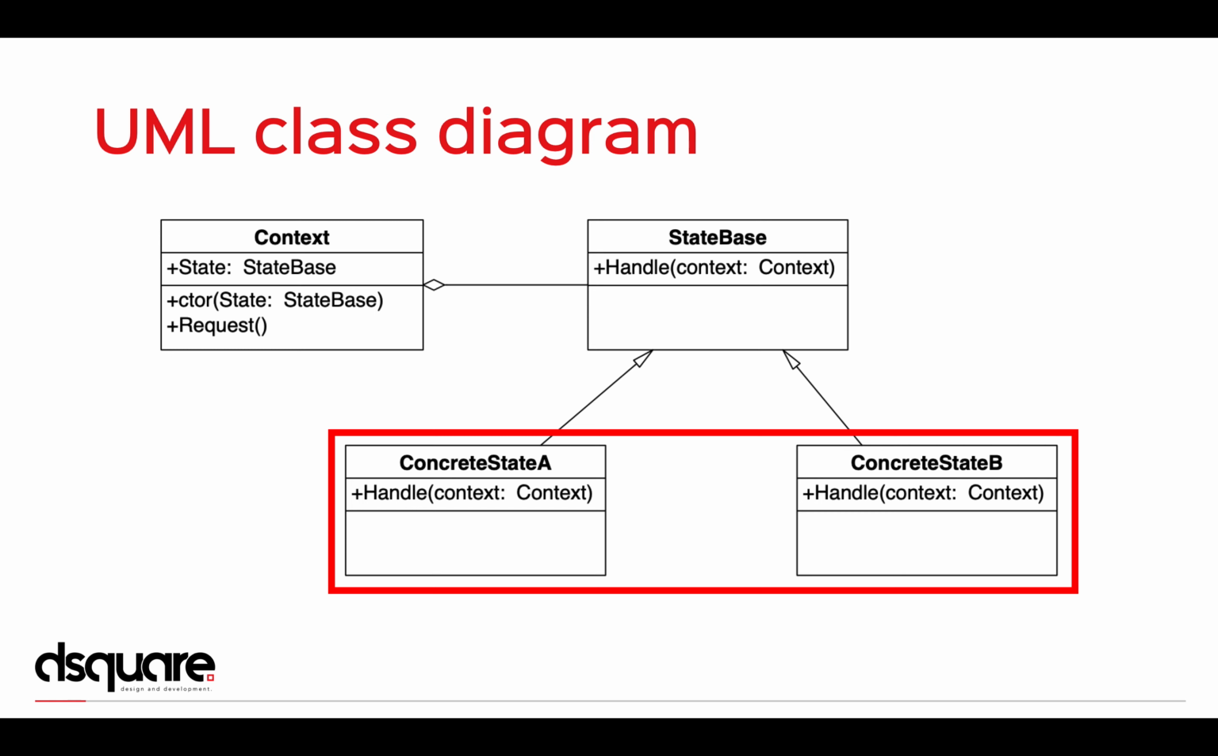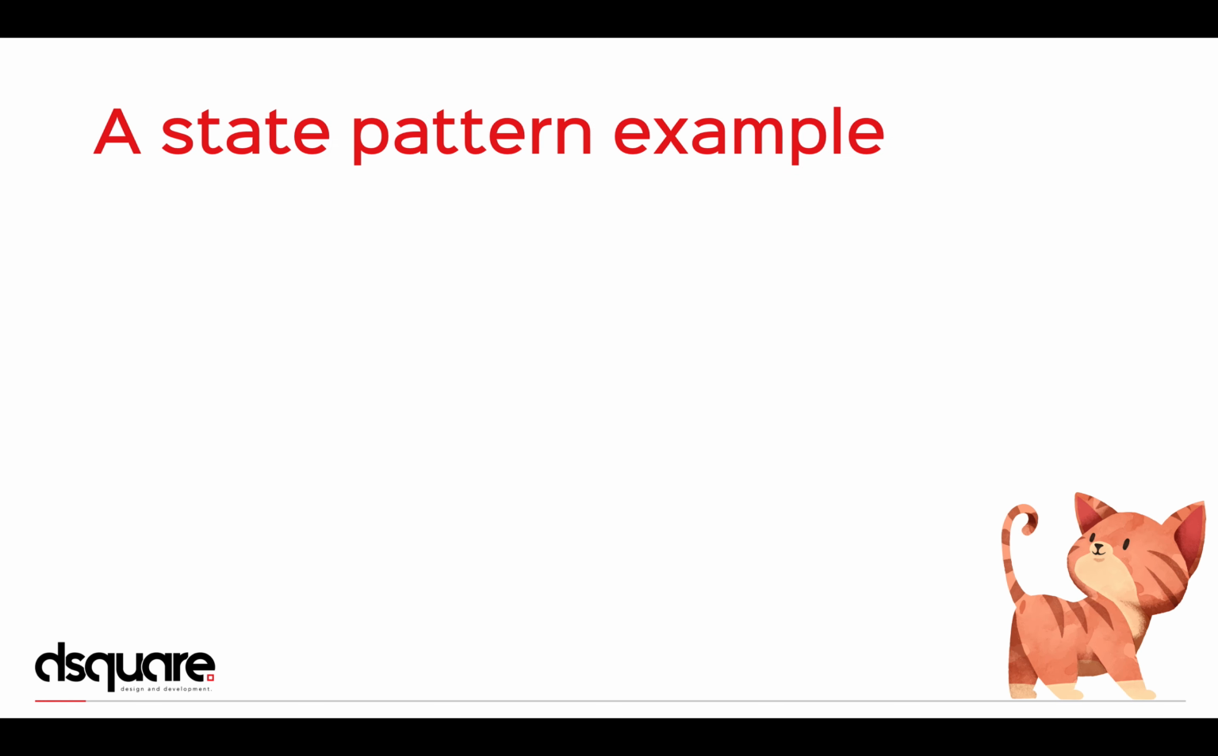Now in this diagram, there are only two states, but an entity, in this case the context, might find itself in 50 different states. There is no limit to the number of states that you can apply to a context. So let's have a look at an example of the state design pattern. We will base this example on your average house cat.